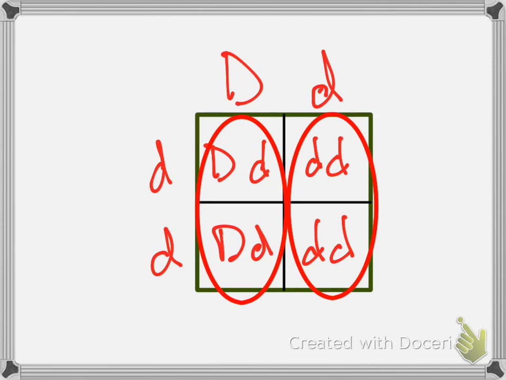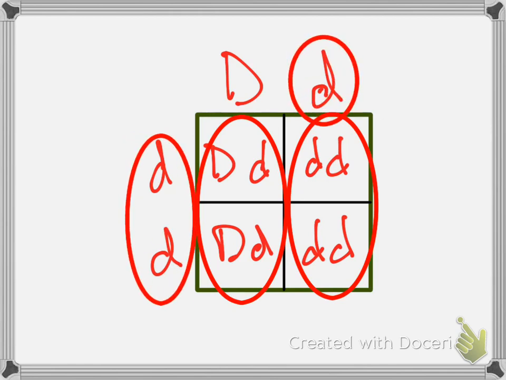So in these situations, if we have a lot of these recessive things here, the more recessive we have, the higher the chance that the outcome of the offspring is going to be recessive.